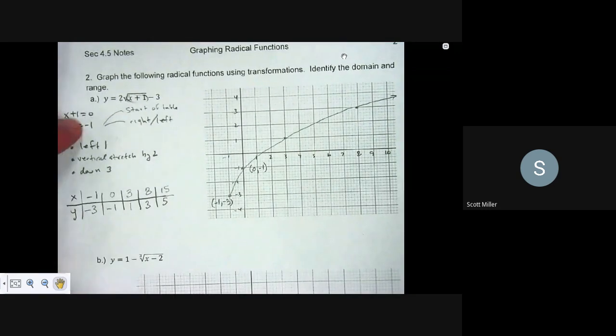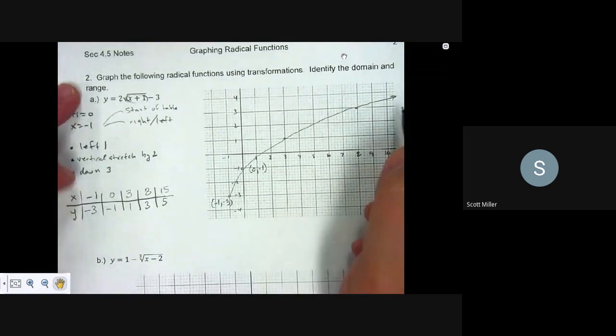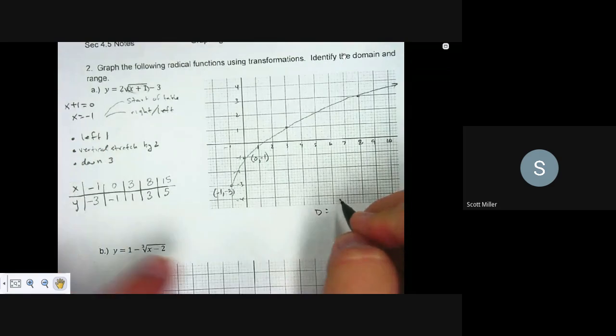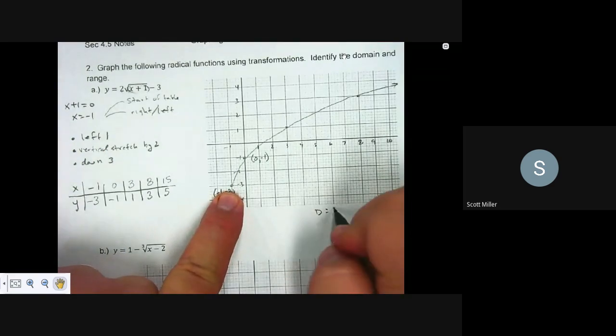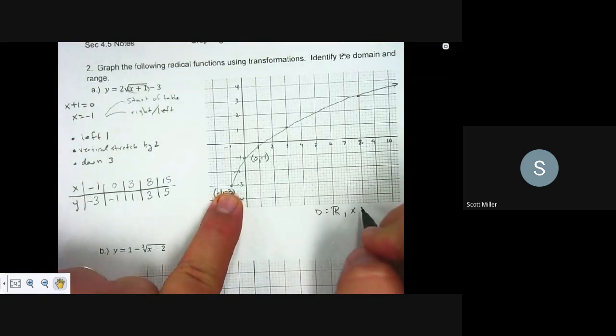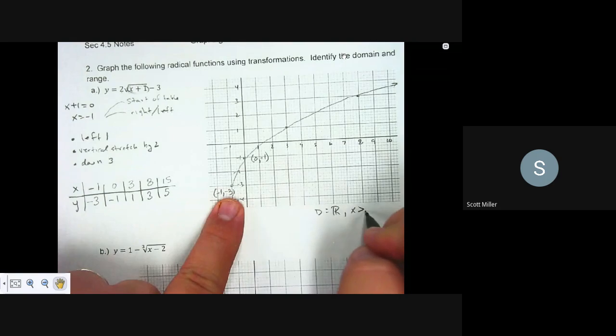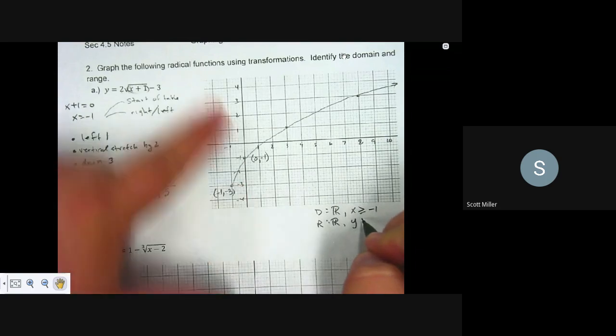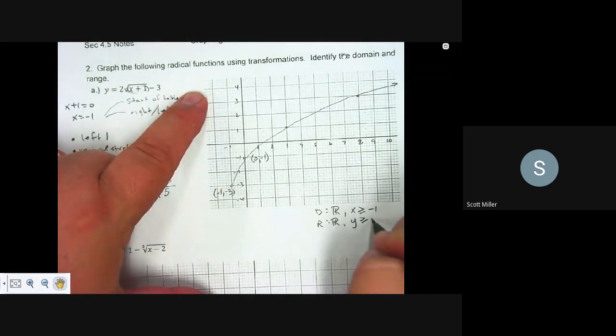Okay, transformations, table, drew the graph, labeled it. What is my domain and range? My domain and range are going to start here. It's all the real numbers. The x's are greater than or equal to -1. And my range is all the real numbers. The y's are greater than or equal to -3.